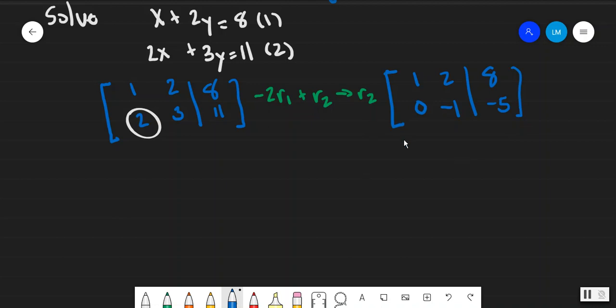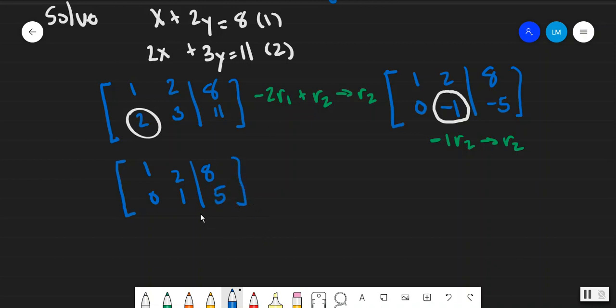Now, this is telling me that the next step is to get this right here to be a positive 1. But the question is, how do I get that to be a positive 1? Well, we can say negative 1 times row 2 gives us a new row 2. What does that do? Well, it gives us the following matrix: 1, 0, 1, 2, 8, and then we have 5.